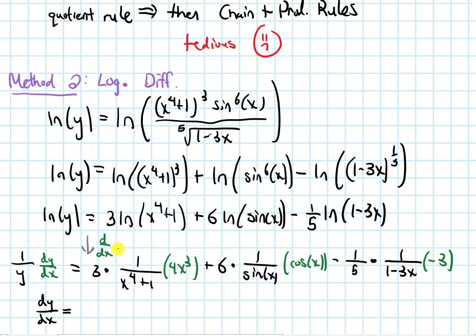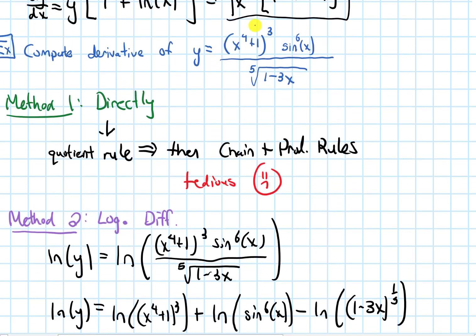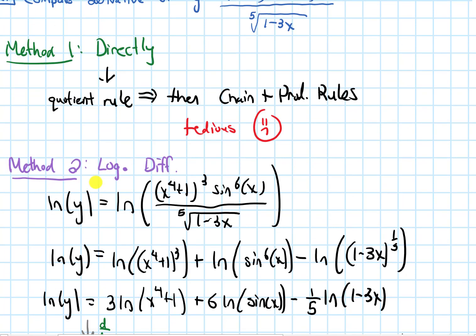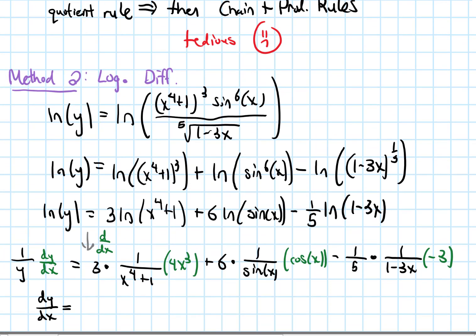And as we saw before, let's just plug back in for what the y was, because I'll need to get it all in terms of x. So if I plug back in for that y, I will get, let's see, what was it? It was x to the fourth plus 1, that being cubed, times sine to the sixth of x over that fifth root of 1 minus 3x. This whole thing is y. And that's going to multiply all of this other stuff, which I'll simplify.